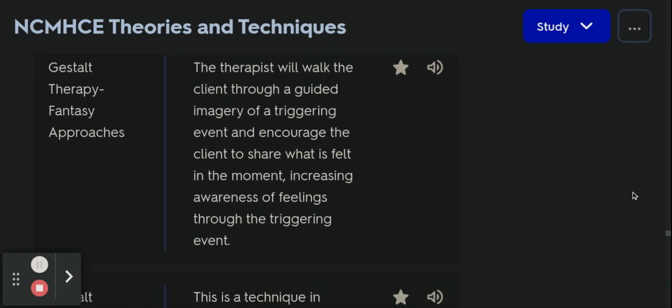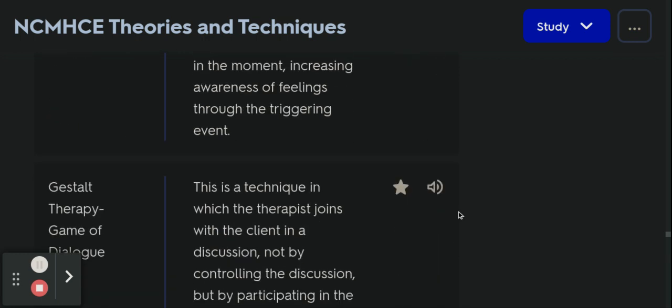Gestalt therapy fantasy approaches. The therapist will walk the client through a guided imagery of a triggering event and encourage the client to share what is felt in the moment, increasing awareness of feelings through the triggering event.